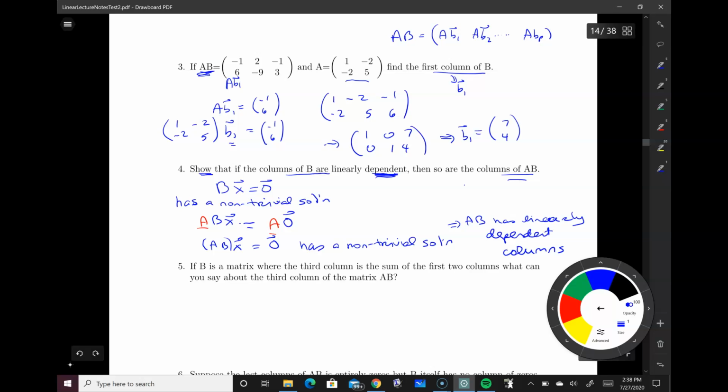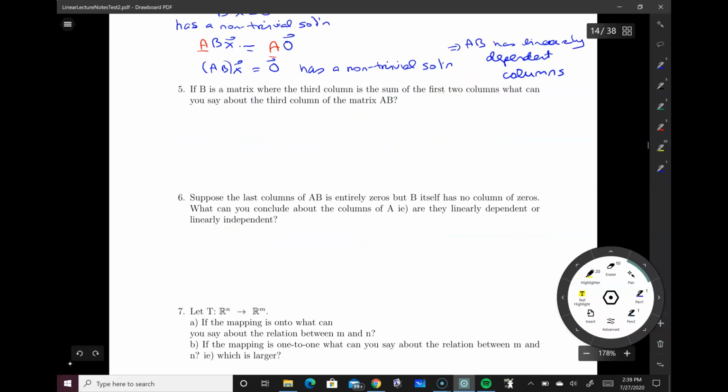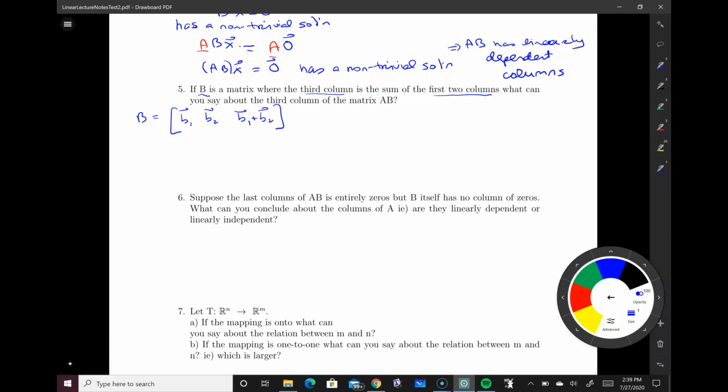All right. So let's look at what we've got next here. Here we have a matrix B, and this matrix B is such that the third column is the sum of the first two columns. So let's put together our matrix B. Here would be column 1, here would be column 2, and then the third column would be B1 plus B2. So this is column 1, 2, and 3. So what can we say about the third column of the matrix AB?